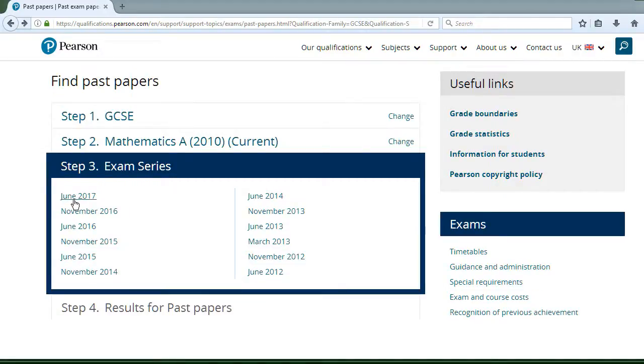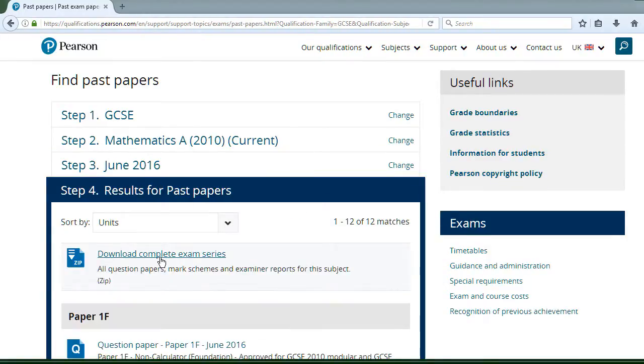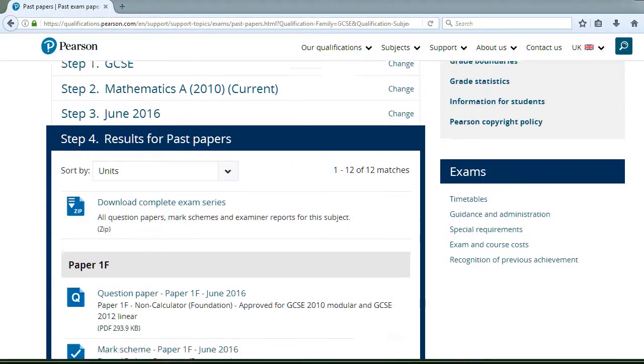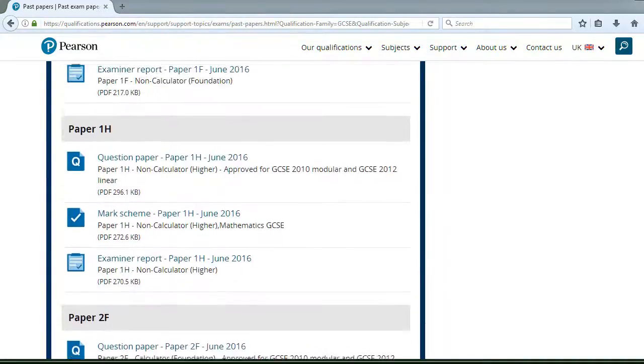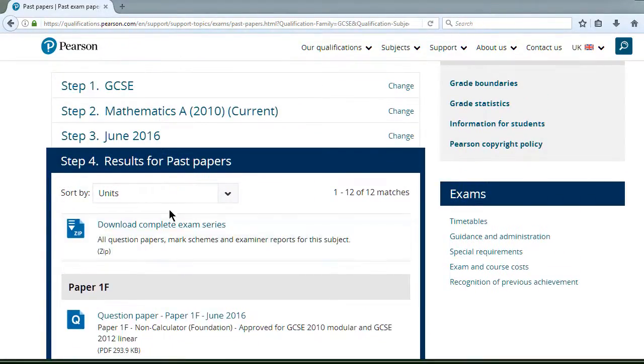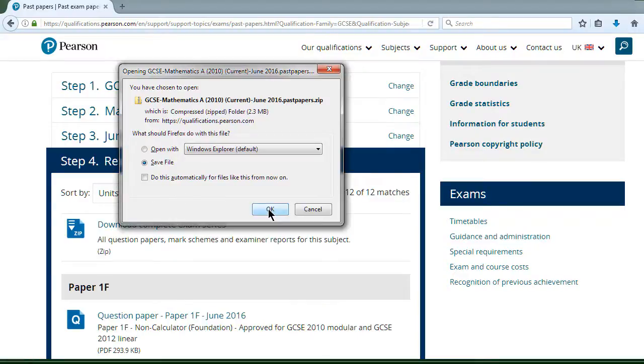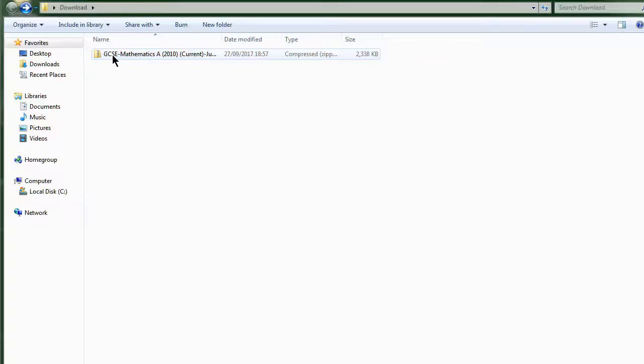Now these first two ones, June 2017 and November 2016, they're locked for teachers. So we'll take the one below that, June 2016. Now we've got this zip file we could use. We could take any one of these papers as well, but I think we'll go back and have the zip file. We'll save the file. That's it, we've got the lot.